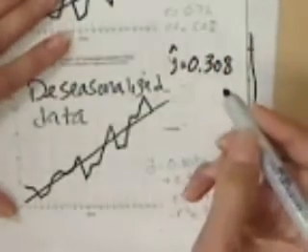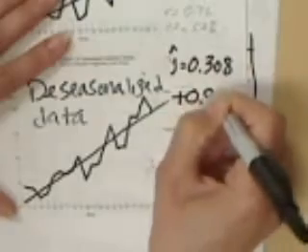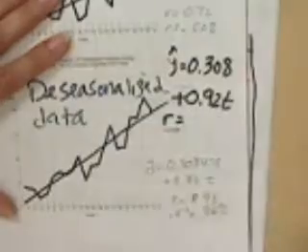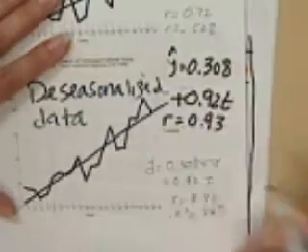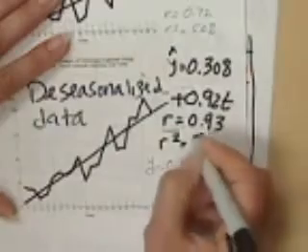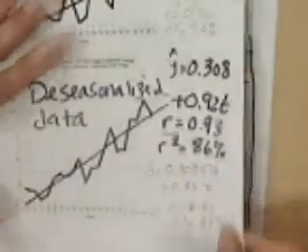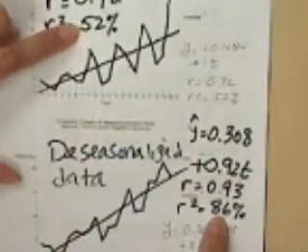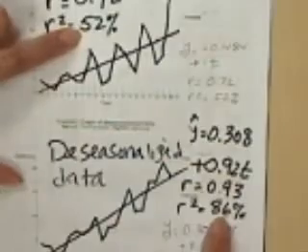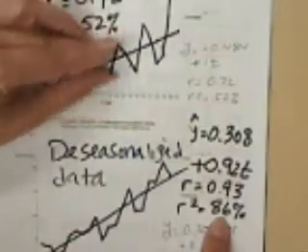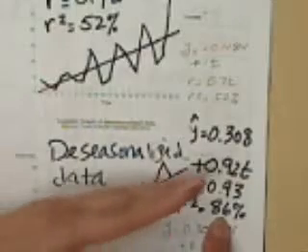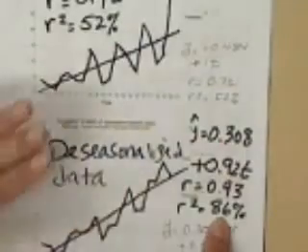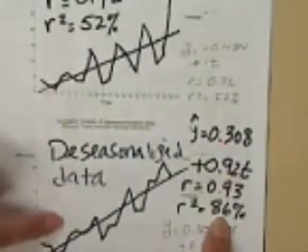Now, the y hat is 0.308 plus 0.92t, and R, or the correlation coefficient, is 0.93, and R squared is 86%. Wow, a whopping difference. Look at the 52% here versus the 86% here. There is no comparison. And how did we accomplish it? Just by deseasonalizing the data, reducing that variation so that the line of best fit going through the data is a better fit. All right, so now we have the deseasonalized trend equation.